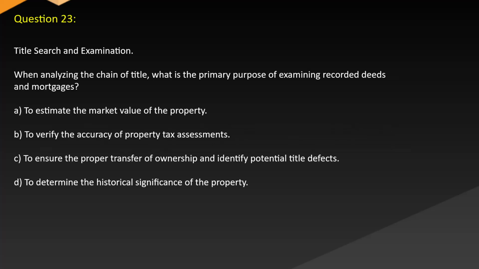Question 23. Title search and examination. When analyzing the chain of title, what is the primary purpose of examining recorded deeds and mortgages? A. To estimate the market value of the property. B. To verify the accuracy of property tax assessments. C. To ensure the proper transfer of ownership and identify potential title defects. D. To determine the historical significance of the property.